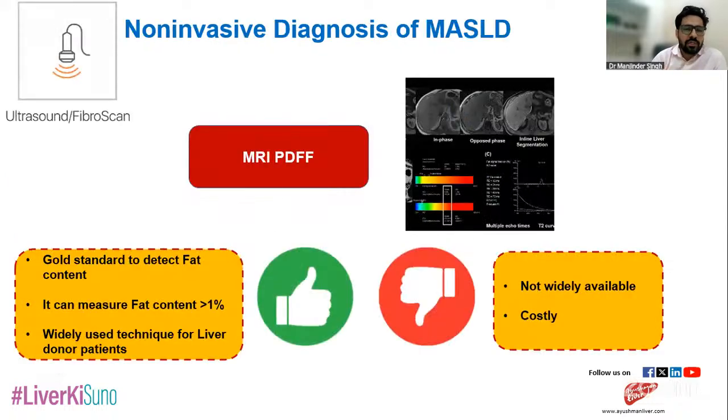Another modality is MRI scan. It is considered the gold standard to detect the fat content, as it can detect fat content as low as 1%. And on the downside, it is not widely available and is very costly.